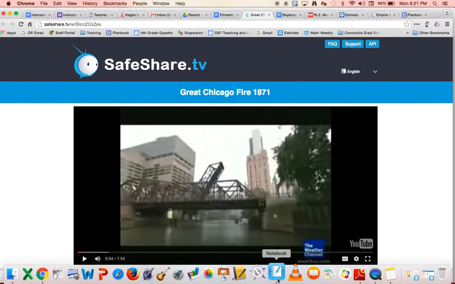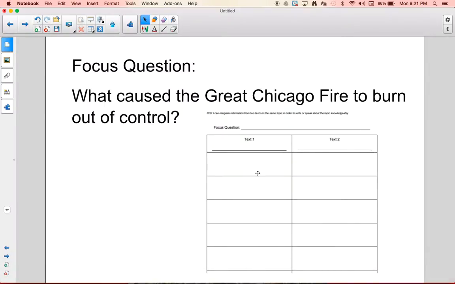And again, your goal in the graphic organizer is to write down what caused the Great Chicago Fire to burn out of control. And that you should be writing right here where it says focus question. What caused the Great Chicago Fire to burn out of control?